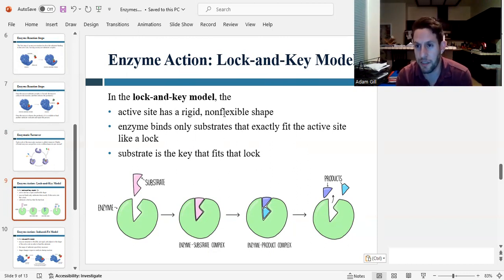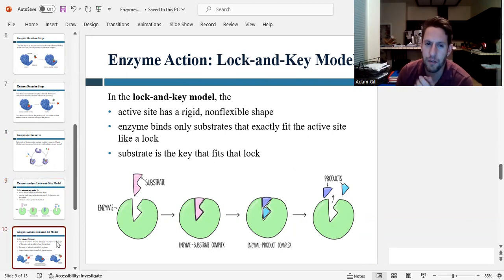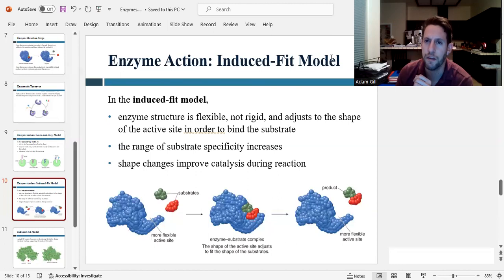Now this describes the specificity of an enzyme. We're like, well, yeah, an enzyme has a unique active site, and so it fits a unique molecule. But that was kind of an oversimplification, and it didn't account for the fact that certain enzymes can actually have multiple different substrates. And so the more modern model is called the induced fit model.